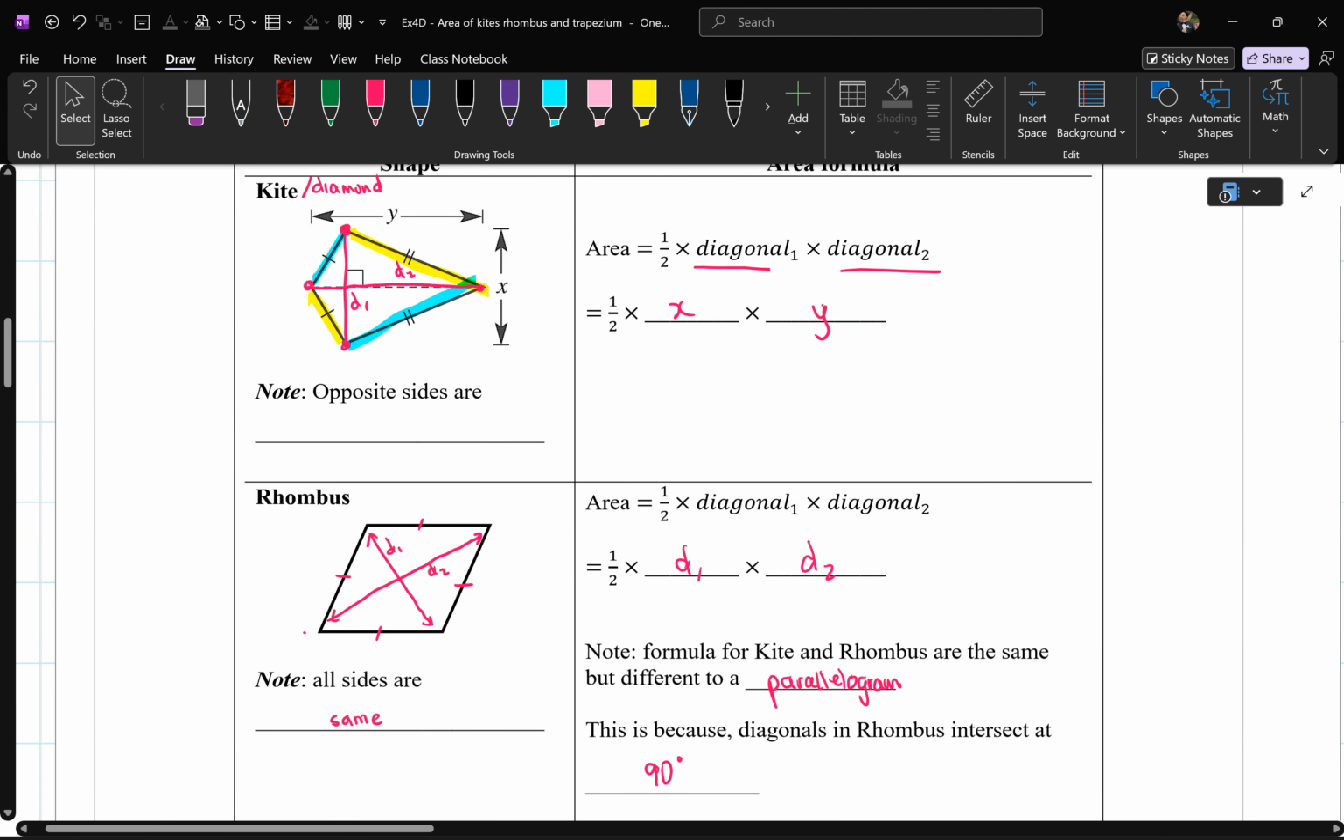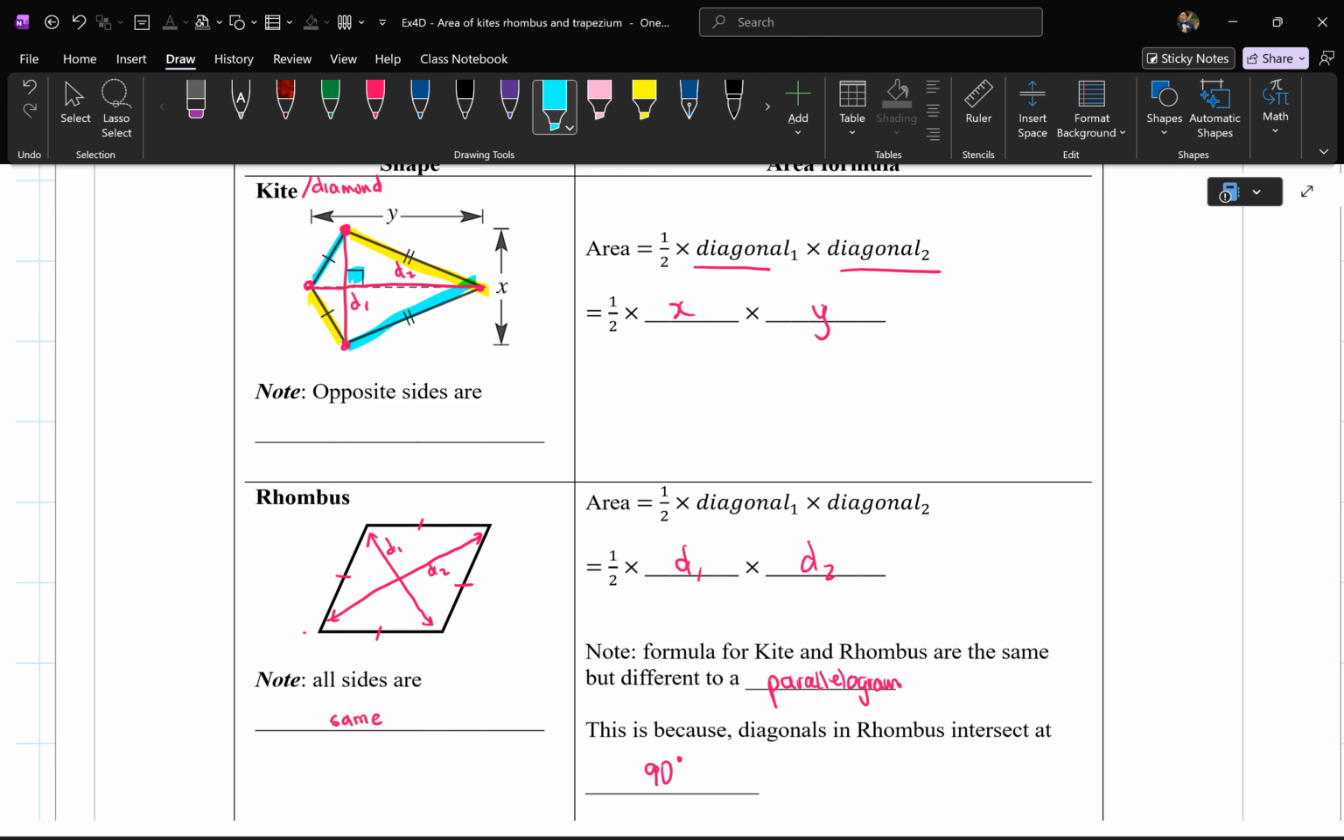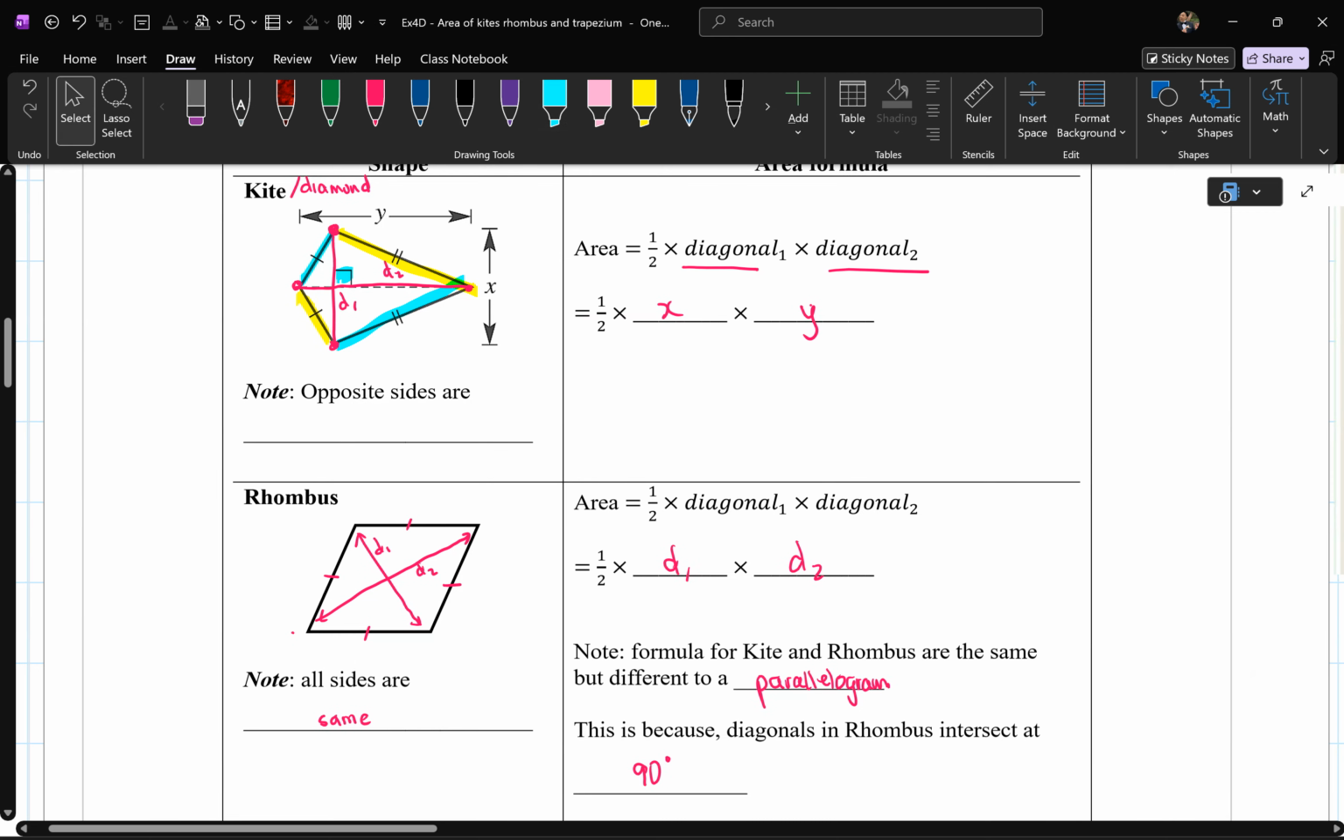to a parallelogram, even though a parallelogram is slightly tilted as well, it's the fact that the diagonals intersect at 90 degrees. You don't need to know more than that. The proof to why the formulas work is because it's 90 degrees. It needs to be. Okay? And that's what this line is. That's only for those who are doing reasoning questions and enrichment questions.